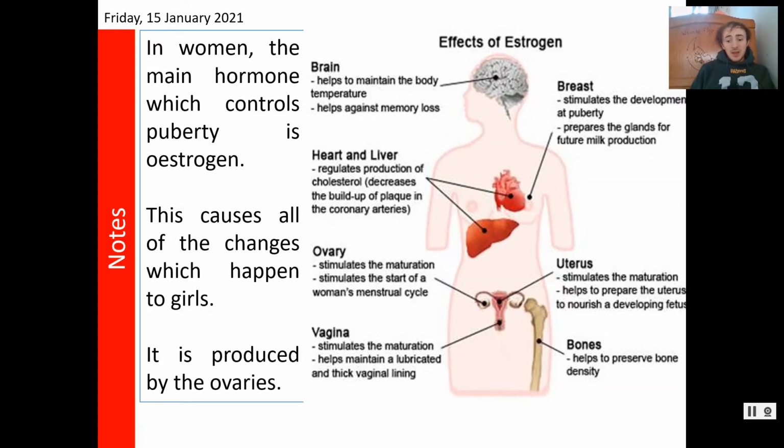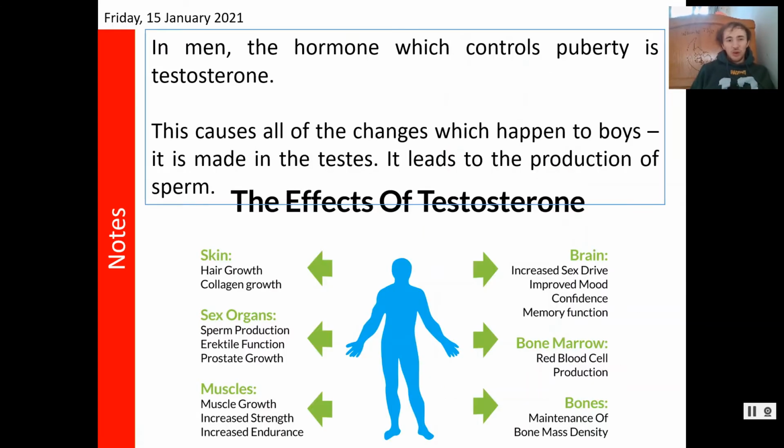Now, the male hormone is testosterone. And again, you can see some effects down here, mostly to do with puberty, some not, mostly. So, again, this causes all of the changes that happen to boys as they go through puberty, and it also leads to the production of sperm. And it is found in the testes. It's made in the testes and transferred around the body. And again, it has wide-ranging effects. It affects most cells in your body.